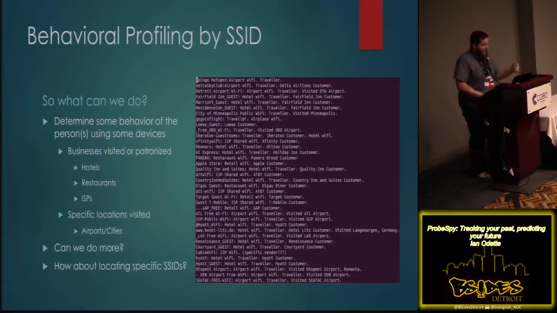So we can determine some behavior about the persons using some devices, because it's certainly possible that multiple people could be using a single device. We can determine businesses visited or patronized. Hotels, restaurants, sometimes ISPs. That's kind of a fuzzy area because a lot of guest deployments for ISPs can be used by anybody, although they may be indicative, for instance, in the case of Xfinity Wi-Fi, where clients of Xfinity get some sort of access to various guest deployments that they might be a customer of that company.